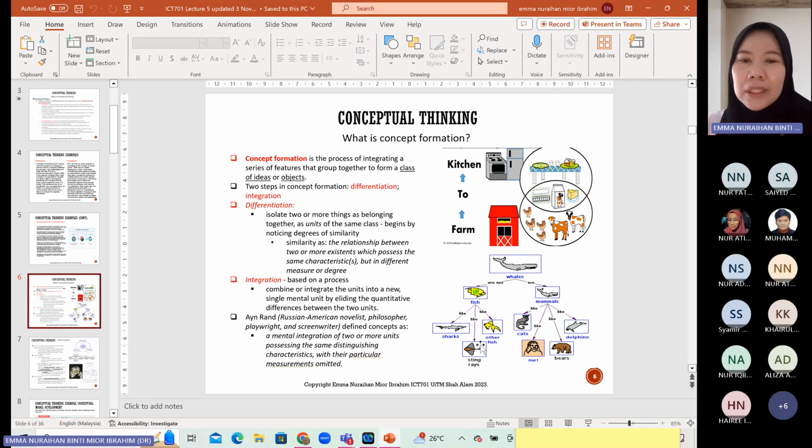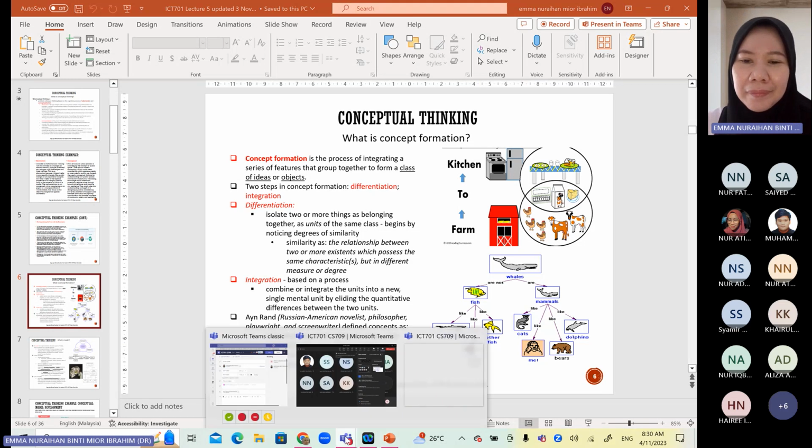So, concept formation, why is this important? Why is concept formation important? What do you think, in the context of technology? Where can we see concept formation? Because concept formation is very important, its taxonomy, yes. What do you think taxonomy is related to? What system do you want to build that needs this concept formation?